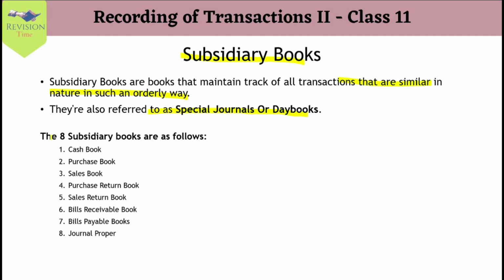So there are 8 types of subsidiary books: cash book, purchase book, sales book, purchase returns book, sales returns book, bills receivable book, bills payable book, and journal proper. In this lesson, we will not be studying about cash book. We have completely covered all the videos on this cash book.